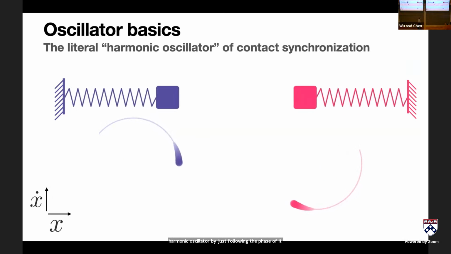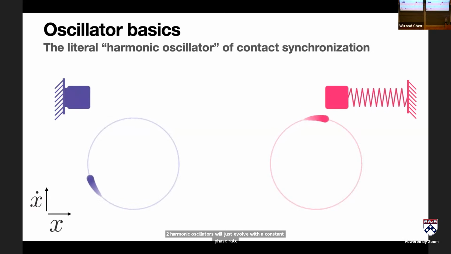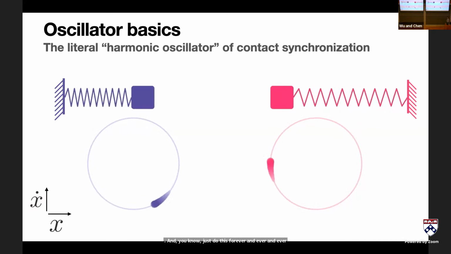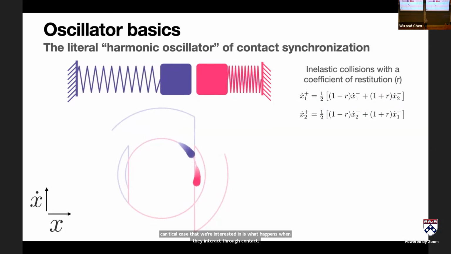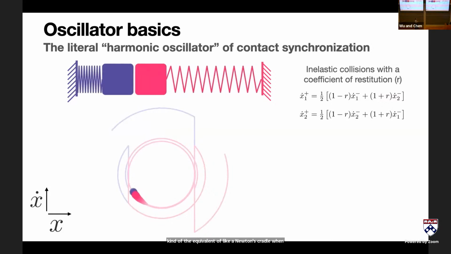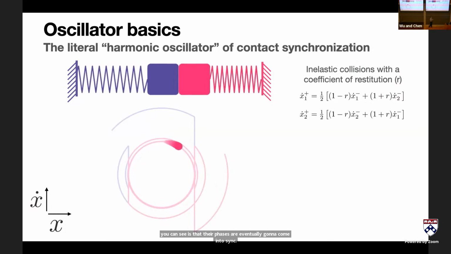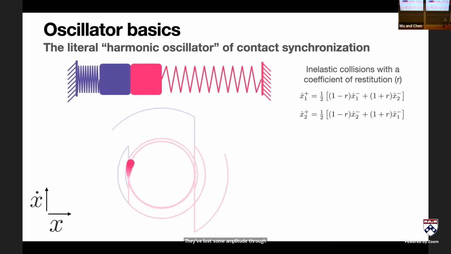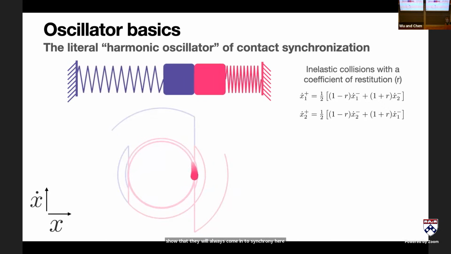And 2 harmonic oscillators will just evolve with a constant phase rate and just do this forever and ever. And it's sort of uninteresting. But the canonical case that we're interested in is what happens when they interact through contact. So 2 spring masses, and this is kind of the equivalent of a Newton's cradle. When they interact through some inelastic collision, their phases are eventually going to come into sync. They've lost some amplitude through energy exchange, but you can show that they will always come into synchrony here. And the rate at which they come into synchrony is just dependent on the coefficient of restitution. And if you make that coefficient of restitution greater than 1, they'll go into antiphase synchronization.